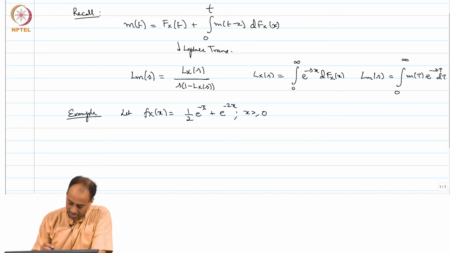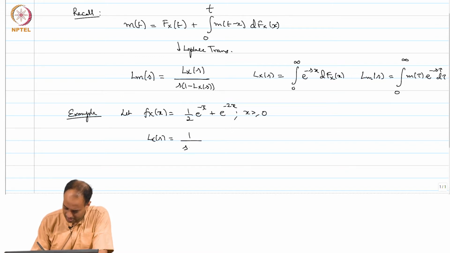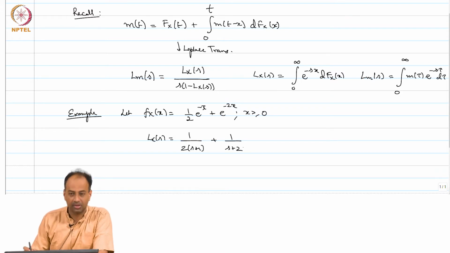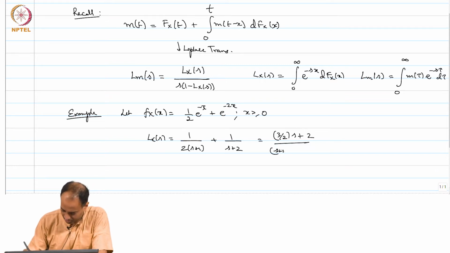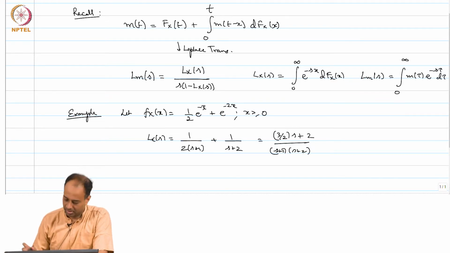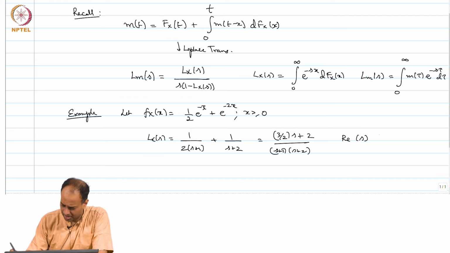For this you can calculate L_X of s, right. L_X of s is simply the transform of this. So, you have 1 over s plus 1, sorry, 1 over 2 times s plus 1, is it not correct, plus what happens here, 1 over s plus 2, correct. So, this will just work out to (3/2 s plus 2) over (s plus 1)(s plus 2), and this is for real part of s bigger than minus 1, is it not.